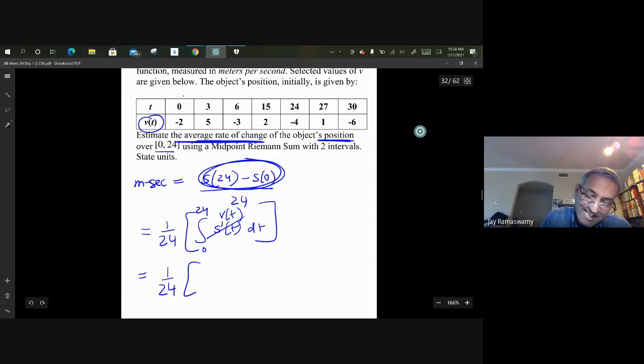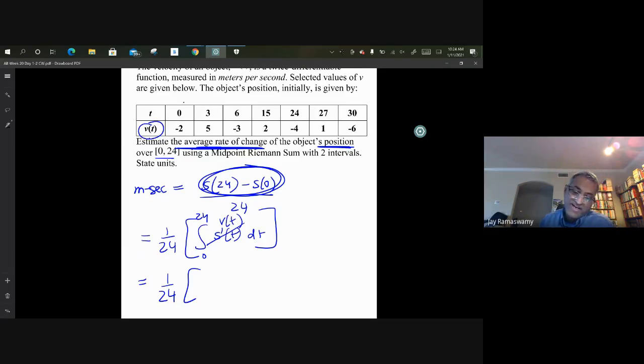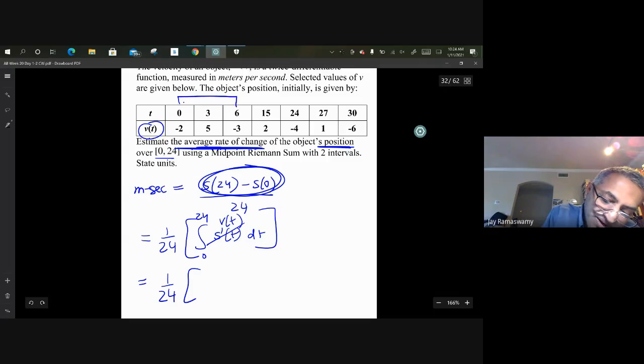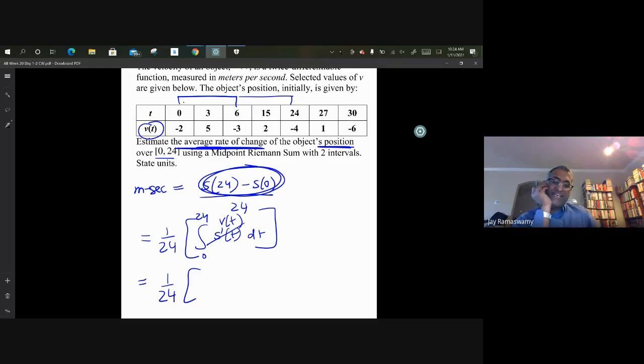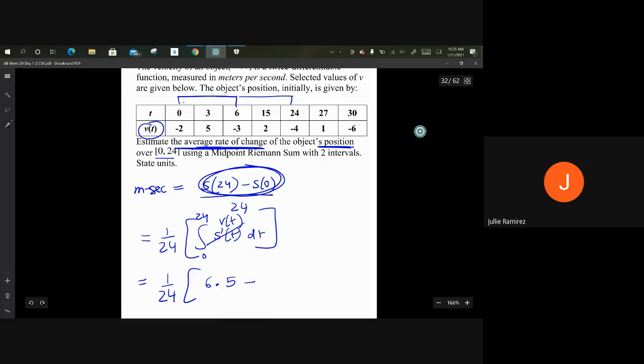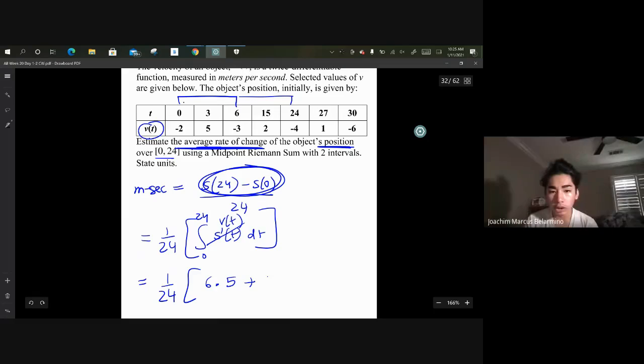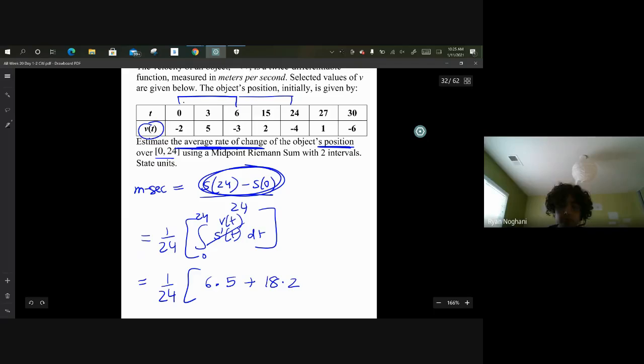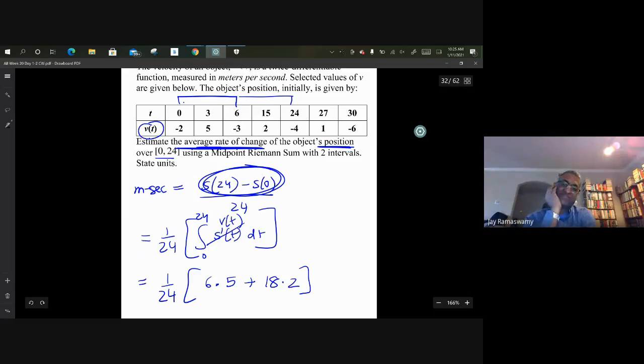And now, is that just the area under the curve for the velocity? We know velocity, correct? And they say using a midpoint Riemann sum from 0 to 24. Okay, do this yourselves. I sketched it for you to make it easy. Okay, go. 6 times 5 plus 18 times 2. That's how easy that was.